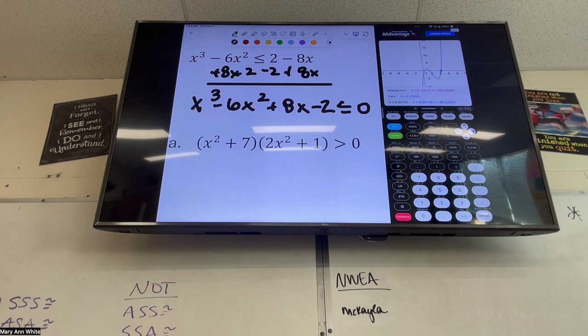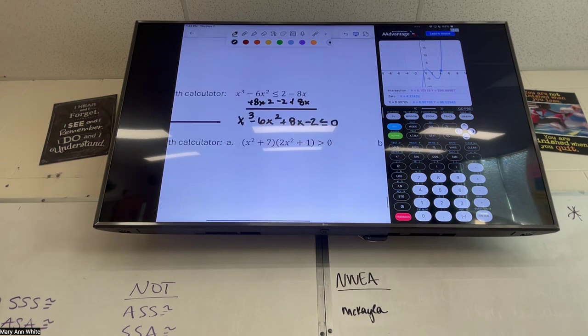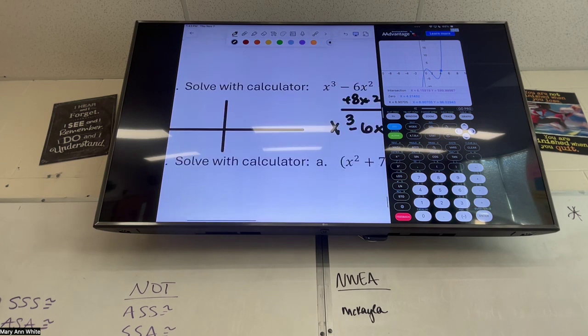You can just graph what it looks like, but you're going to need the specific points for interval notation. So you're going to need to go find those. On my graph, I'm just drawing a loose sketch, and then I'll go find all of those points and label them on my picture. How do I find those points? Second trace, zeros. Left bound, right bound. Make sure you're just getting one zero at a time.